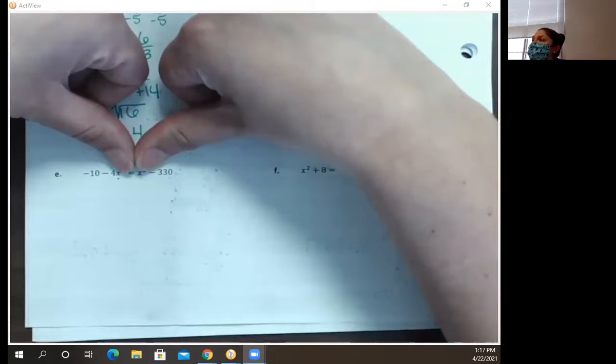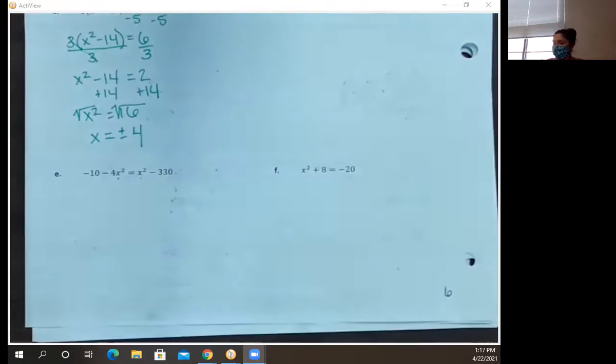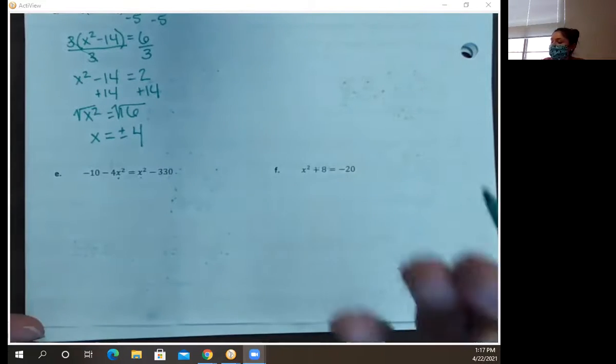Yeah, move them together, right? I don't want them split up. I would move them together. So that's what I'm going to do here. Is this any different because I have x squared? I treat it exactly the same way.